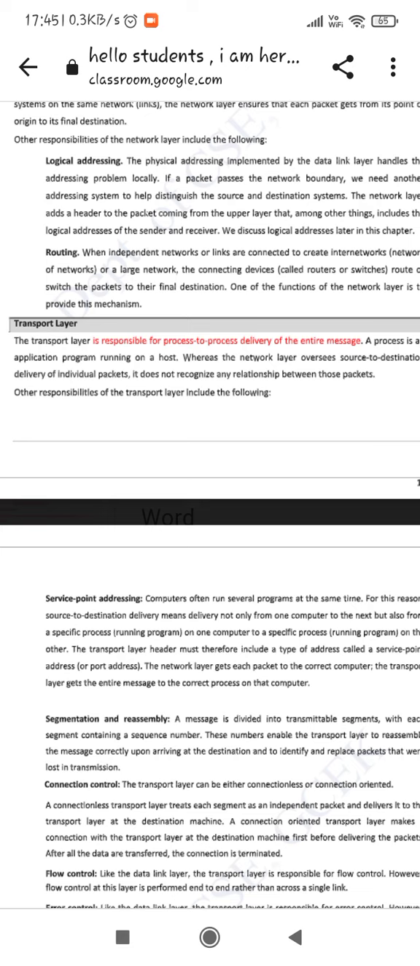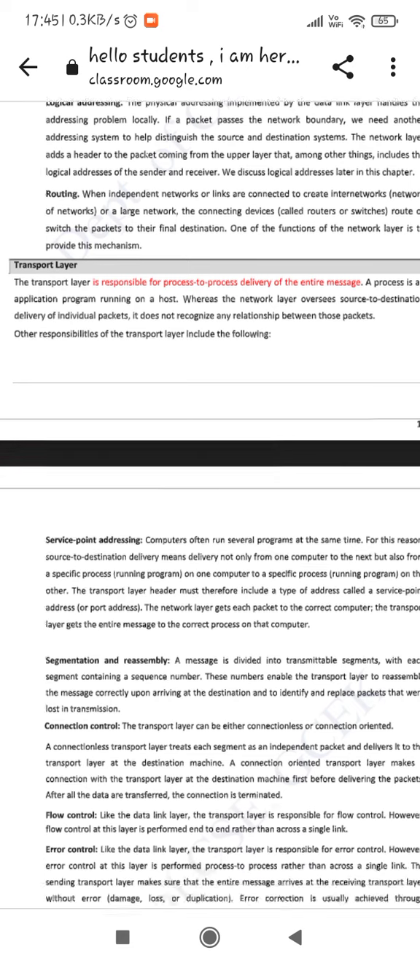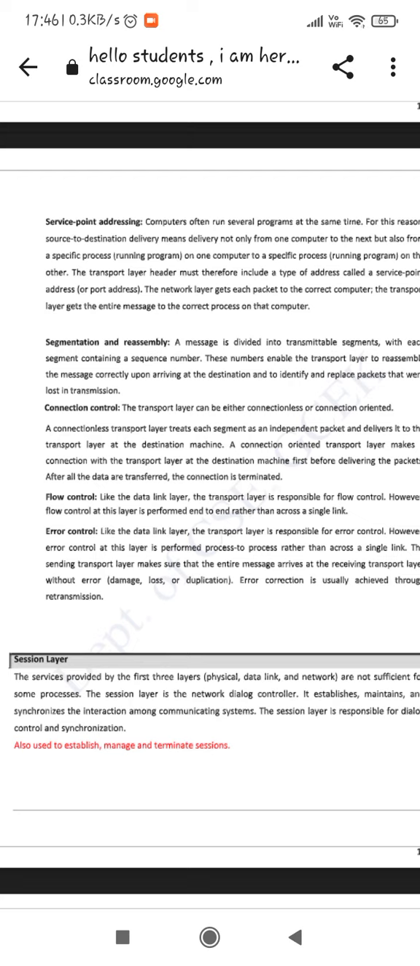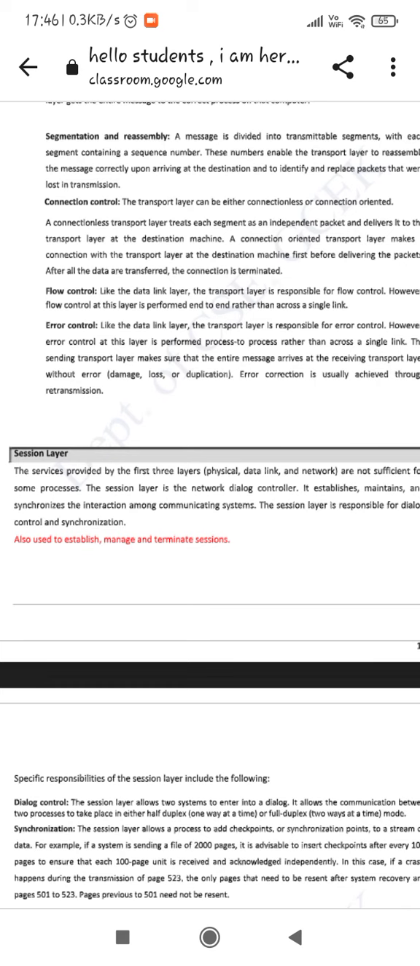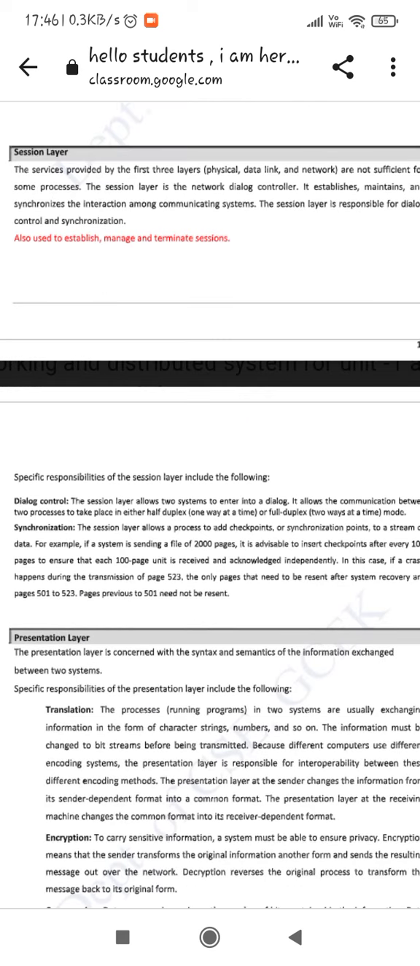The responsibilities of the transport layer include the following: service point addressing, segmentation and reassembly, connection control, flow control, error control. Next is our session layer.